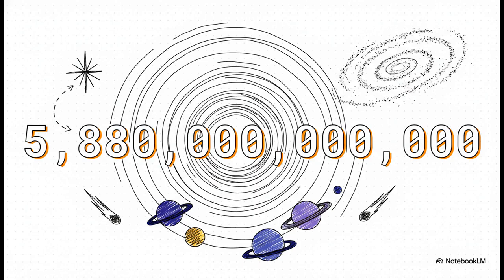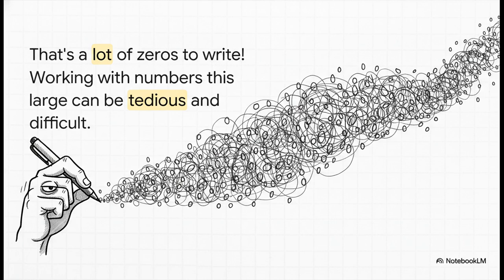You've probably heard of it. Scientists call it a light year. It's literally how they measure the massive distances between stars and galaxies. And yeah, that is a lot of zeros to write. I mean, can you imagine trying to type that number into a calculator? Or writing it down over and over again for your homework? It's so easy to miss a zero or just completely lose your place. It's not just annoying, it's basically a recipe for making mistakes.